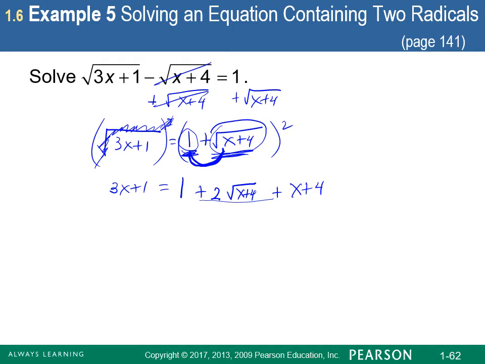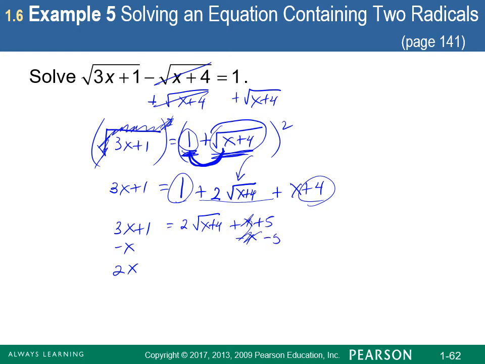Now we will do again the same process. We'll get this square root by itself and then square both sides. So if we add the 1 and the 4 together, that would be a 5. I'll go ahead and write that down. We will subtract the x from both sides. That'll leave us a 2x here, no x's here. We will subtract 5 from both sides. 1 minus 5 is negative 4.